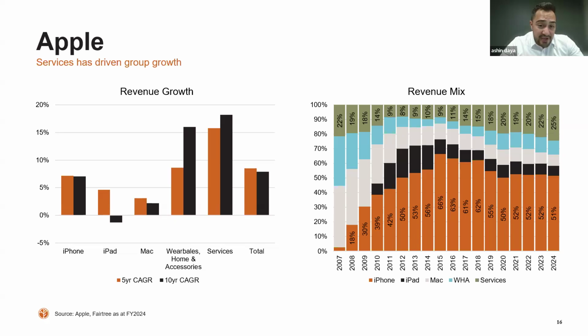And you can see your iPhone sales, for example, on the graph on the left, sales growth is relatively slower compared to services. So it's a much more mature business, although it's still 50% of the business mix. You can see that services, the green part of the graph on the right, has increased from 10% of the mix in 2014 to 25% of the revenue mix in 2025, 2024.